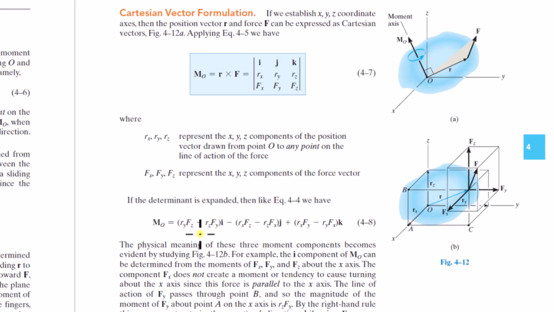The i hat is the moment about the x-axis. The j hat is the moment about the y-axis, the moment of the force. And you can see it in the context of the components. So like here's the moment about the z-axis. Rx, Fy. Okay, so here's Fy and here's Rx, right? So that's causing a rotation about the z-axis.